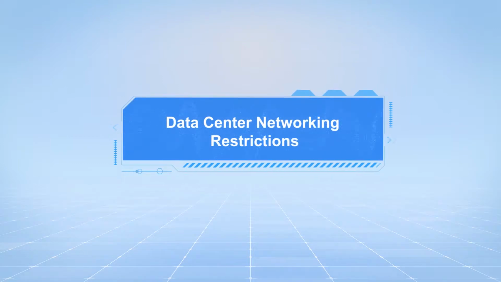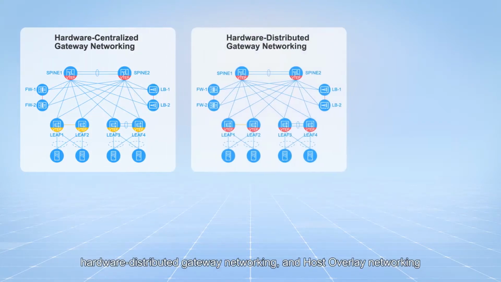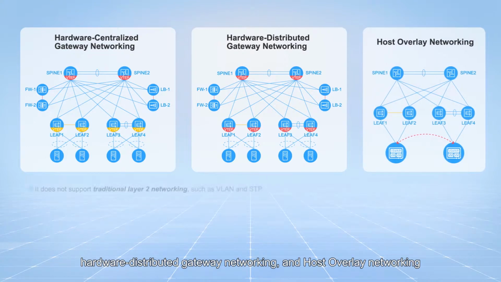Data center networking restrictions. FabricInsight supports only hardware centralized gateway networking, hardware distributed gateway networking, and host overlay networking.